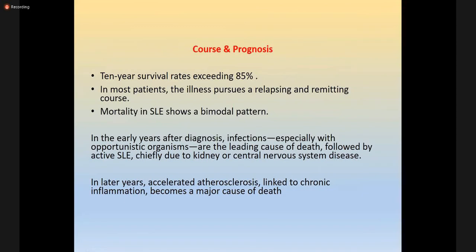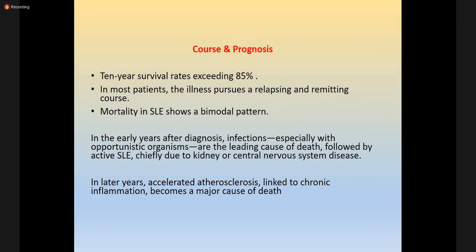How will you check the disease course and prognosis? Usually the 10-year survival rate exceeds 85% in most patients with SLE. The illness pursues a relapsing and remitting course. That means it comes and goes. It stays active for months, then it remains suppressed, hibernating, for a couple of months.